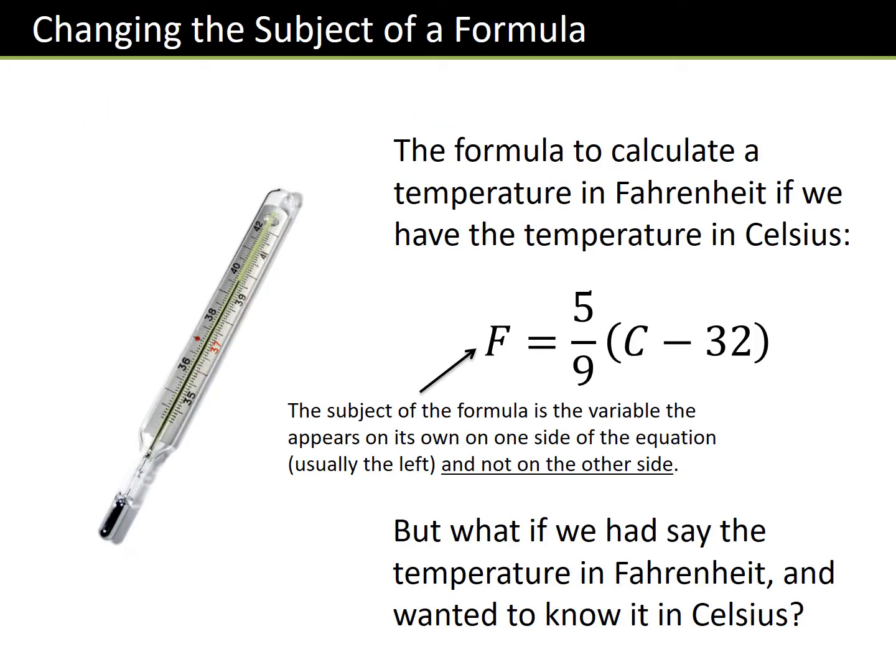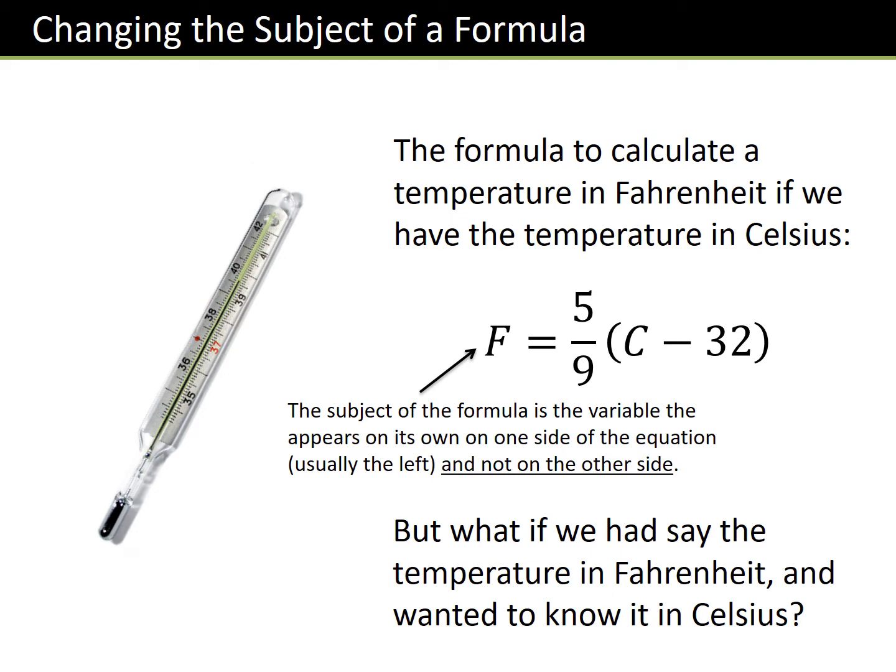So, changing the subject of a formula. The formula used to calculate temperature in Fahrenheit if we have the temperature in Celsius is this formula here. The subject of the formula is the variable that appears on its own on one side of the equation, usually the left, and not on the other side. But what if we had the temperature in Fahrenheit and we wanted to convert it to Celsius?